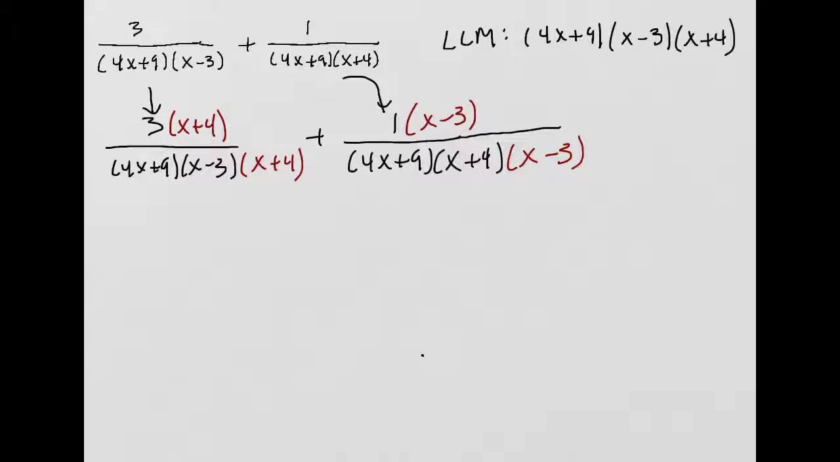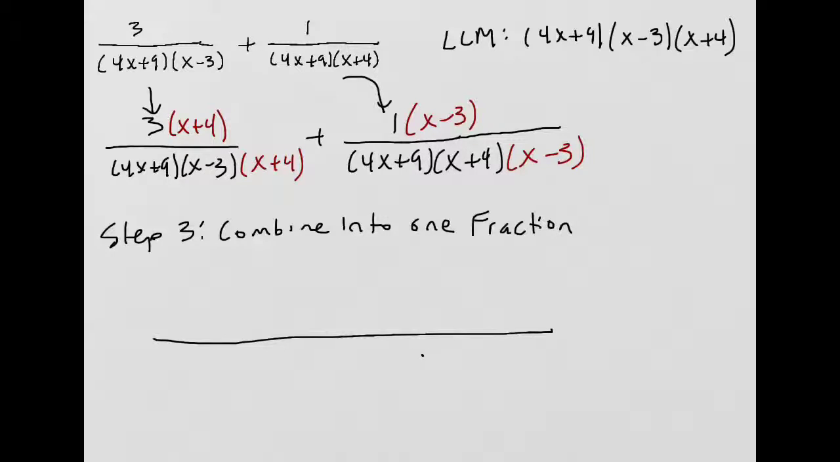Alright, so our final step then, we'll call this step 3, is we want to combine our two fractions into one fraction. Now that we have a common denominator, whenever I add two fractions together with a common denominator, the denominator just stays whatever the common denominator is. So my denominator is going to be 4x plus 9 times x minus 3 times x plus 4. And again, it doesn't matter what order I put the factors in the bottom, I just have to make sure all the factors are there.